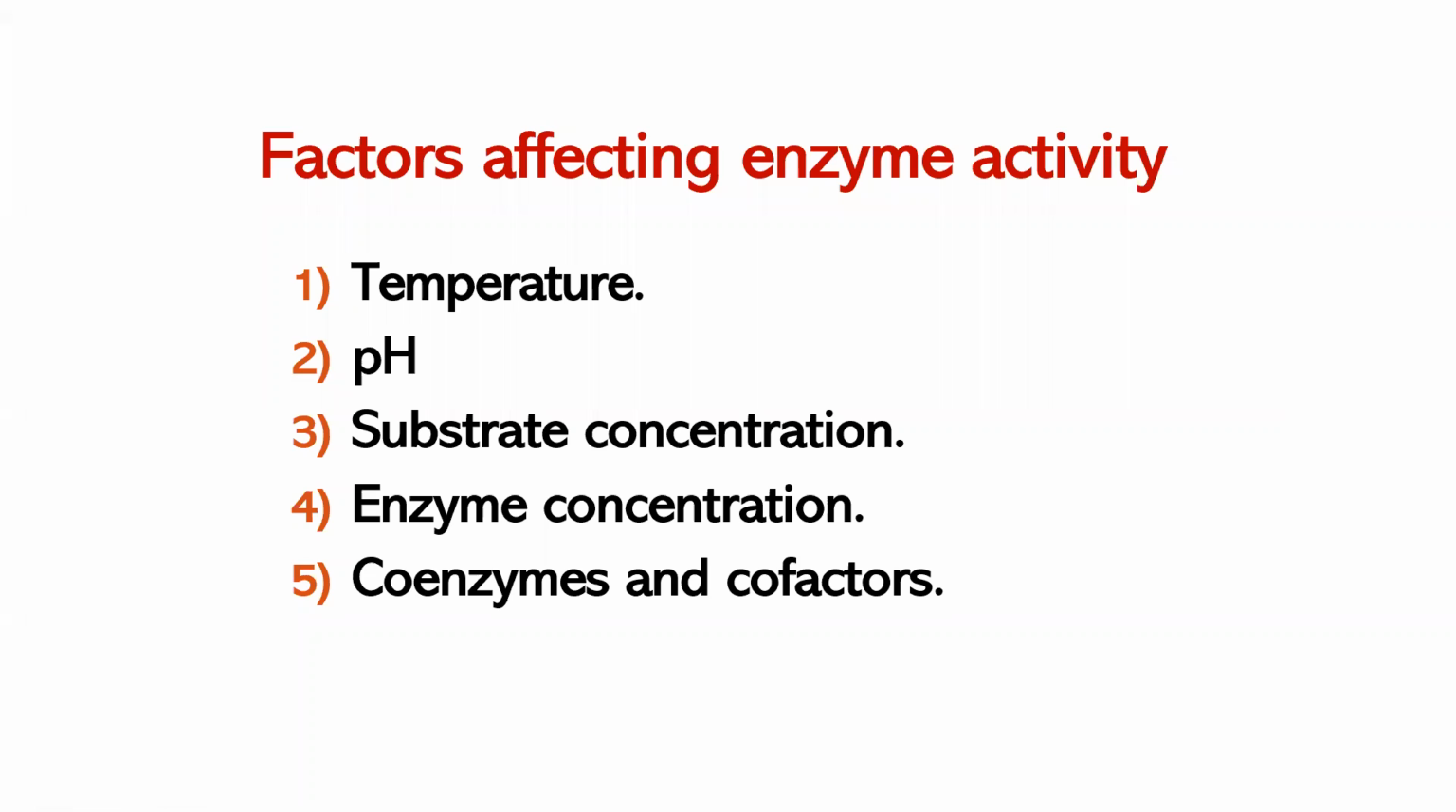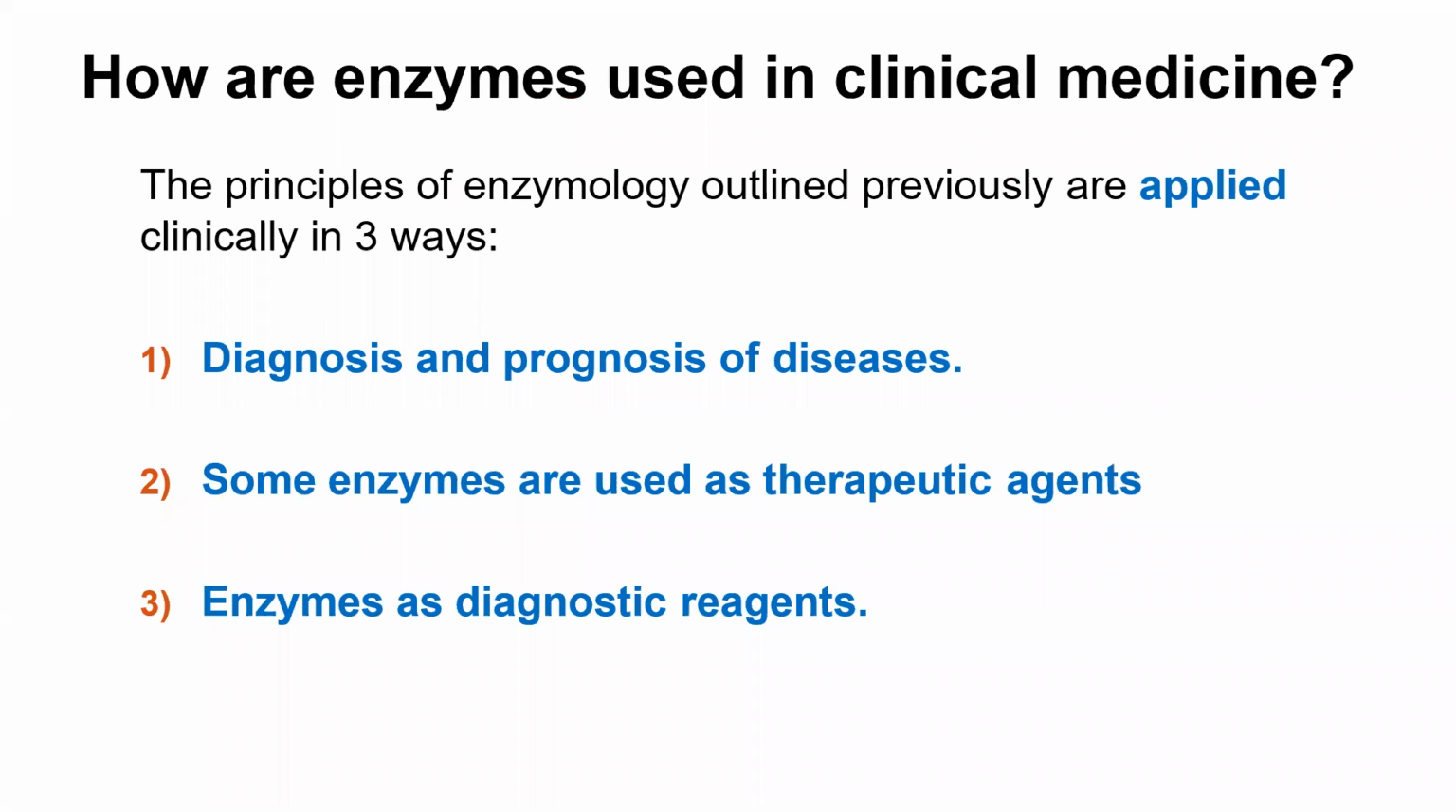So what factors can affect enzymatic activity? This is the easier part. Proteins get affected by temperature and pH. Substrate concentration can affect activity. Enzyme concentration can also change the amount of time it takes. And then coenzymes and cofactors.